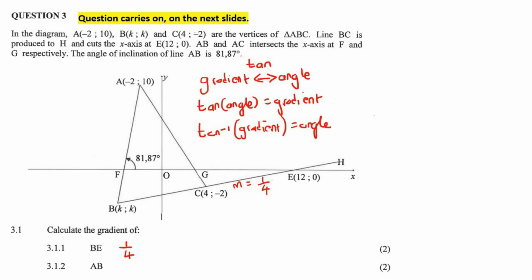So if I want to work out the gradient, I can literally just go the gradient of AB is just going to be equal to the tan of 81.87, and that's going to give 7. It's a perfect 7.